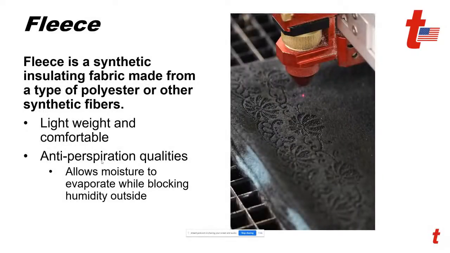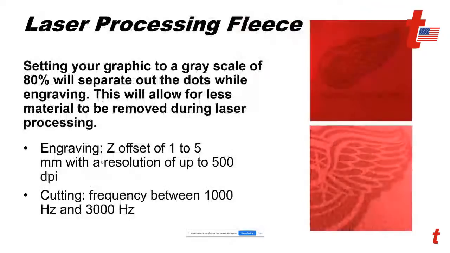Fleece is another great material that works with the laser system, kind of like microfiber, but it's got a larger pile, so it's a lot fluffier and sticks out a little bit more. Fleece is a synthetic insulating fabric made from different types of polyesters and synthetic fibers. Lightweight and comfortable, with anti-perspiration qualities, moisture evaporation, and humidity control, because it is made of a polymer material. It is a great material for engraving because, just like microsuede, you're engraving away that pile, or the fluffy surface, down to the base, and so you get that contrast into the surface of the material.